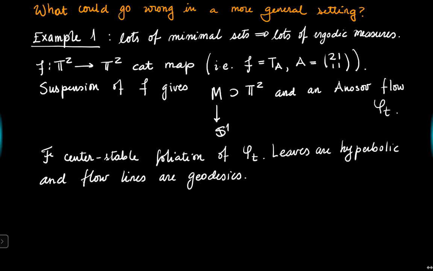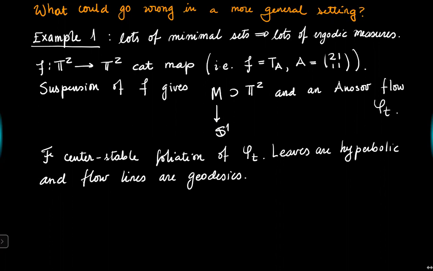So I want to step back a second and speak about why this problem of the unique ergodicity of the horizontal flow is not that simple. So what can go wrong in a more general setting?